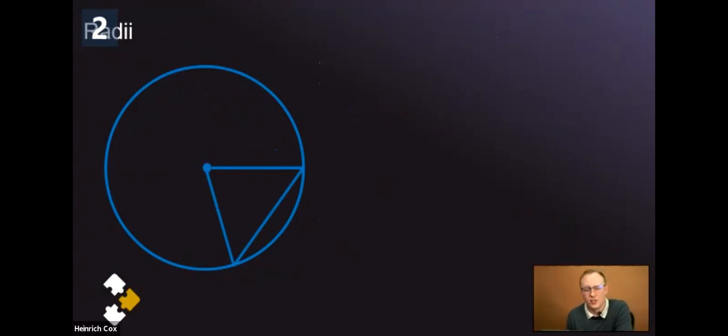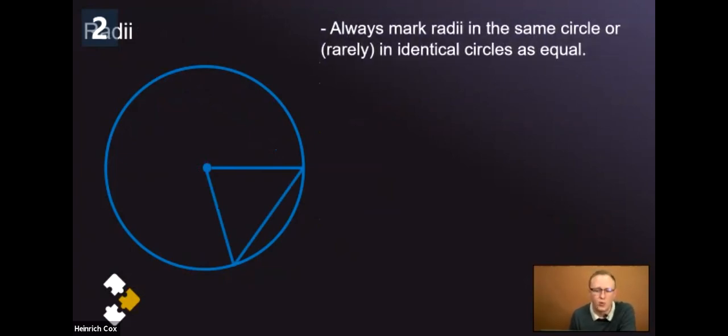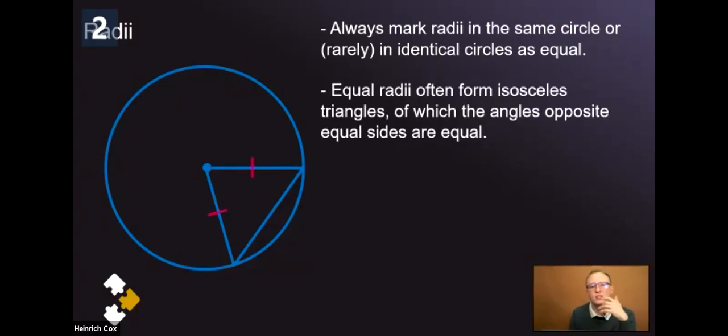So next up, let's look at the radii. Super important, as I said, is to always mark radii in the same circle, or rarely in identical circles, super rare, as being equal, because they will be equal in length. And then what often happens is that those equal radii are going to form an isosceles triangle. So remember, isosceles triangles are one of those things you always keep in your back pocket.